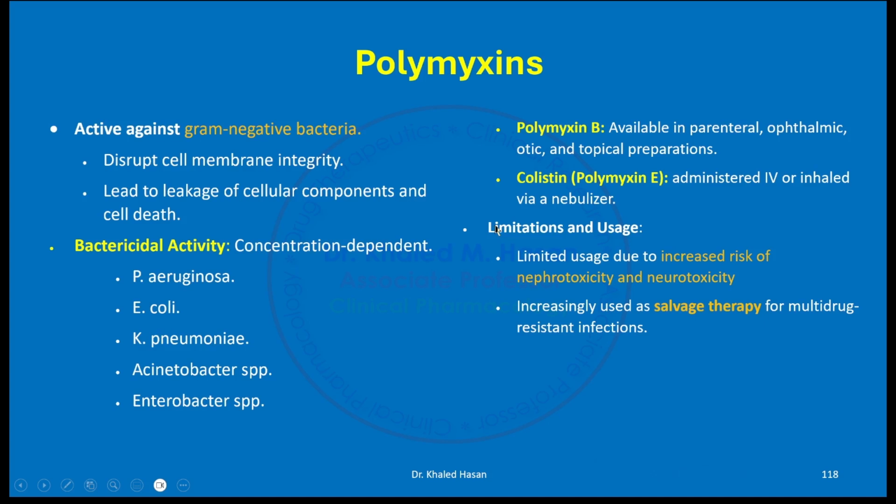Okay, the last one in the other inhibitors of cell wall synthesis, we have polymyxins. We have polymyxin A, polymyxin B and E. We need to remember that polymyxin mainly covers the gram-negative bacteria, causes disruption in the cell membrane, and leaking of the content of the bacterial cells. And this is considered bactericidal. It has bactericidal activity against Pseudomonas, E. coli, Klebsiella, Acinetobacter, and Enterobacter.